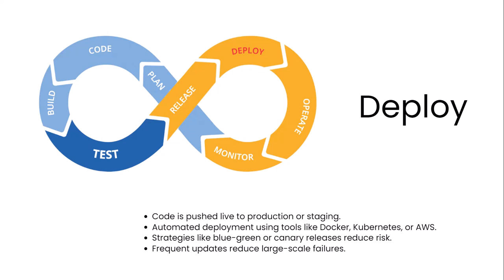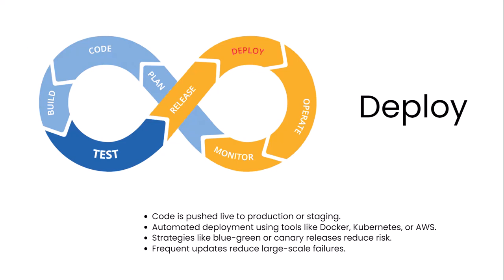But how does deployment happen behind the scenes? Automation is again key here. Tools like Docker, Kubernetes, or cloud platforms like AWS automate the deployment process. These tools allow the system to push new code live without taking the application offline. With strategies like blue-green deployments or canary releases, you can even deploy code to a small subset of users first to make sure everything is working smoothly before it rolls out to everyone.